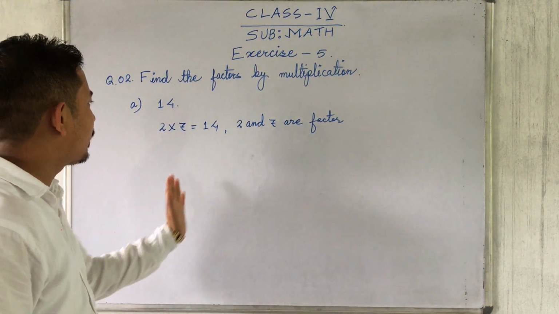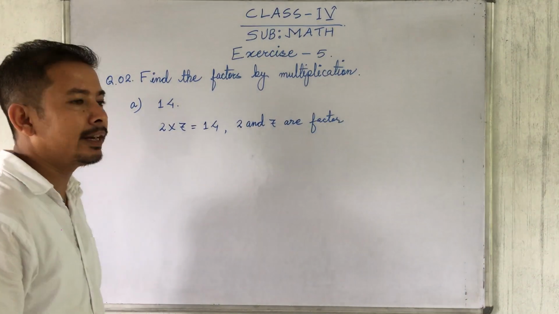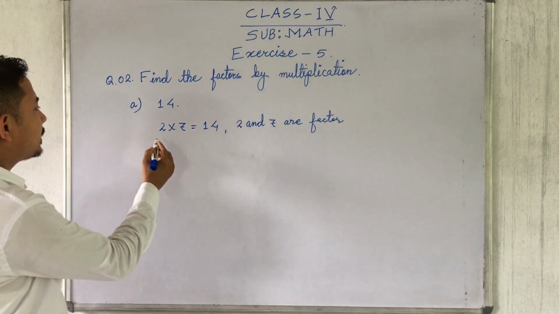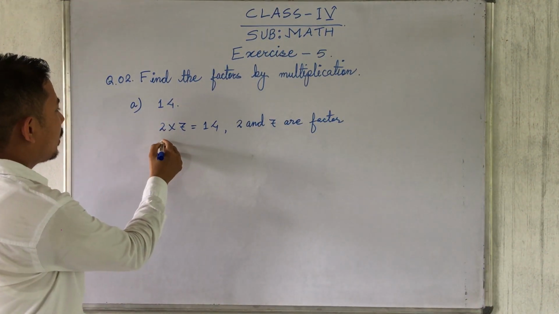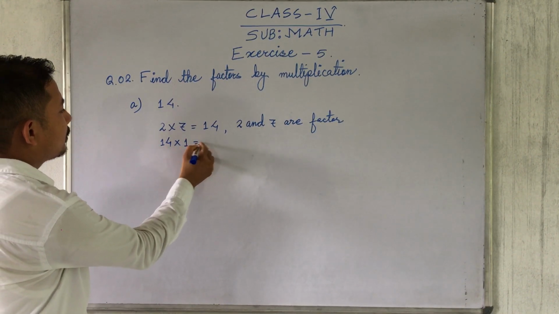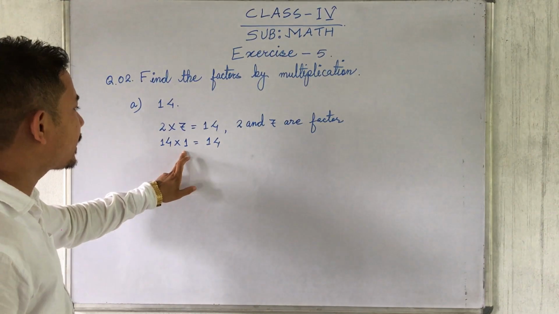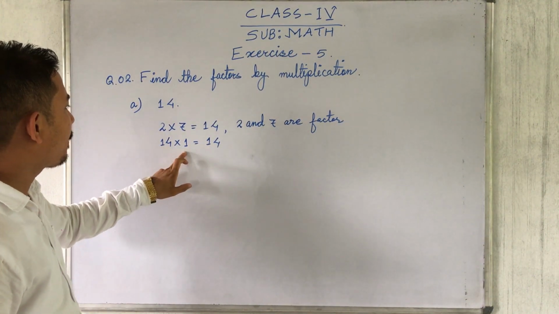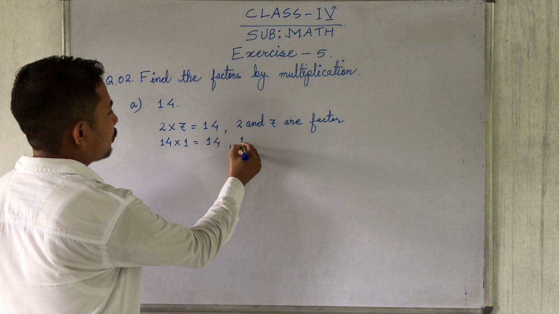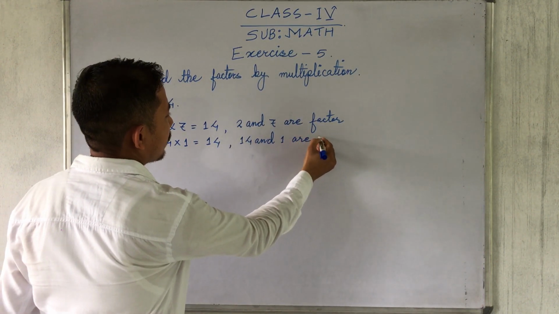But thereafter see in the table of 8, is the 14 in the table of 8? No. So we cannot say 8 is the factor of 14. So if you will see 9, 10, 11, 12, we can see here, okay, if we see 1 times 14 is 14. This 14 is in the table of 14. How many times? 1 time. That means this 14 and 1 is also the factor of 14, right? So we can write here 14 and 1 are factor.